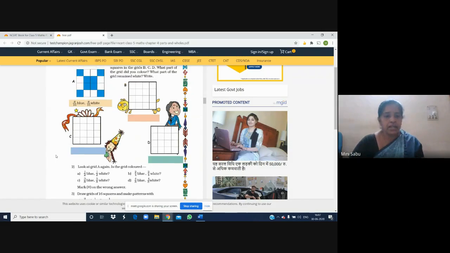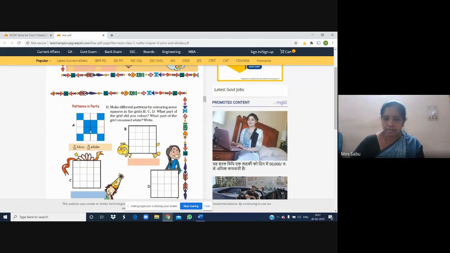See, here a Rangoli type pattern is made. This is a grid of 16 boxes, total 16 small squares. Out of 16 squares, 1, 2, 3, 4, 5, 6, 7, 8, that means half of the squares are colored blue and 8 are white. So here it is written 8 by 16 blue, 8 by 16 white. Then you get this type of Rangoli pattern.